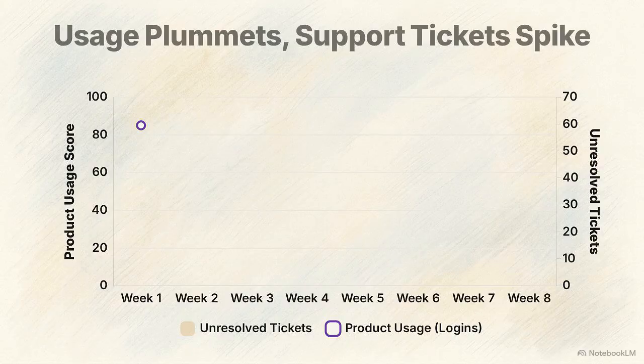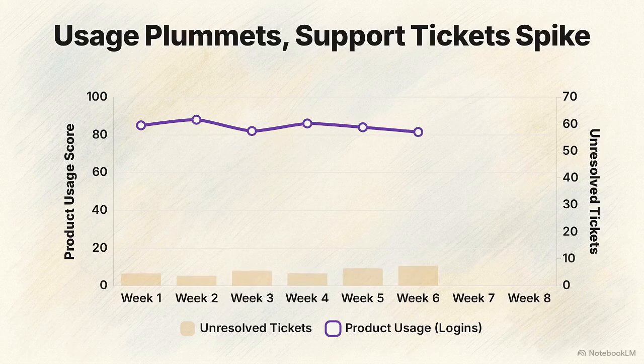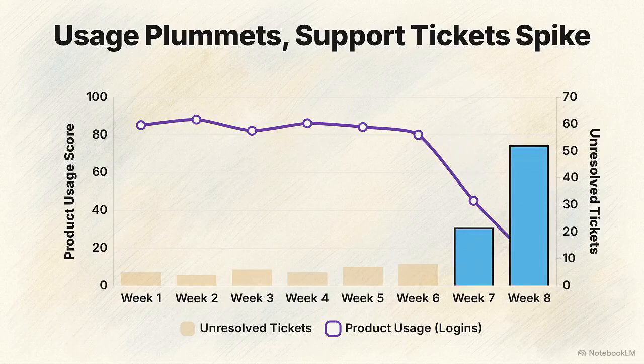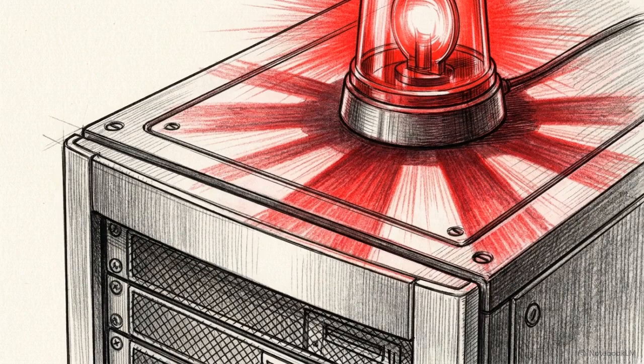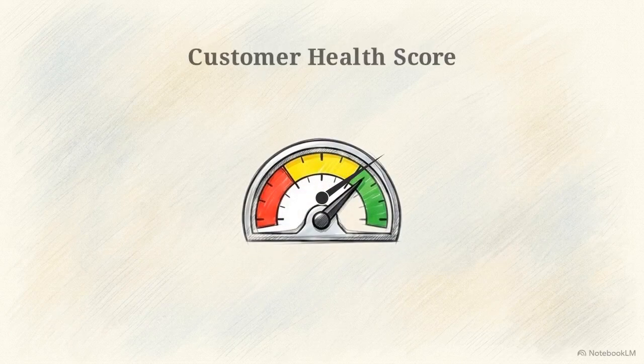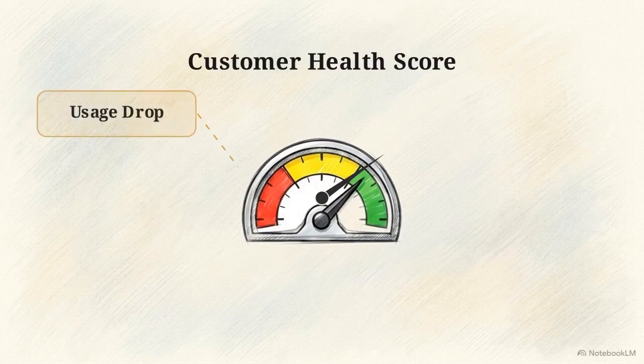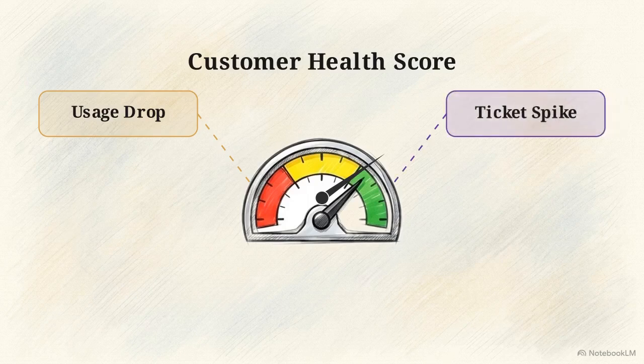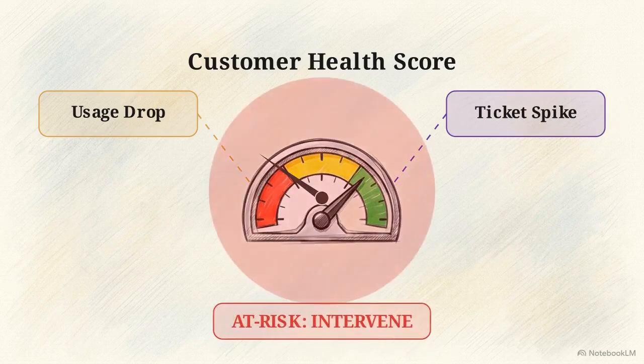Teams accomplish this by tracking early warning signals. A sudden, sharp drop in product usage or an unexplained spike in unresolved support tickets are clear behavioral signs that an account is at risk. RevOps consolidates these disparate signals into a unified metric shown here, the customer health score. As engagement metrics fall and support tickets rise, the score drops from green to red, signaling customer success teams to intervene long before the renewal conversation.